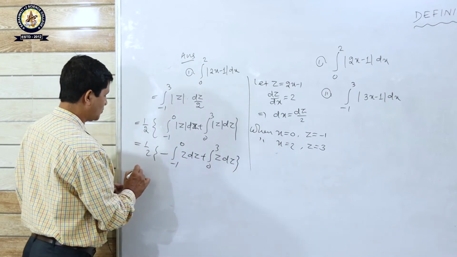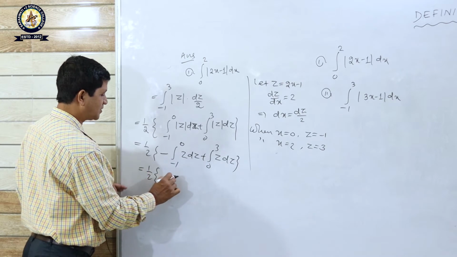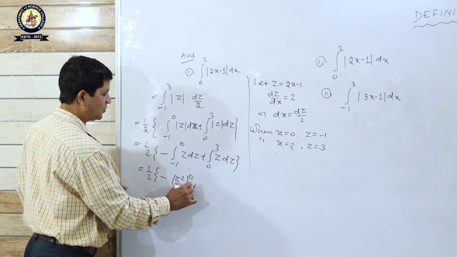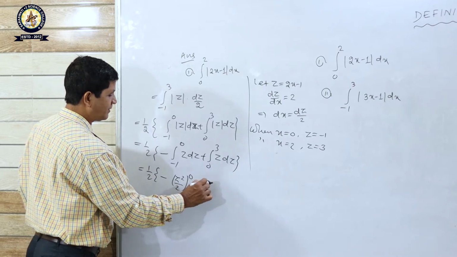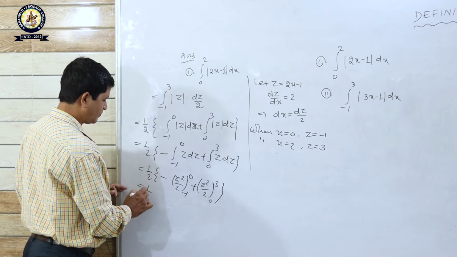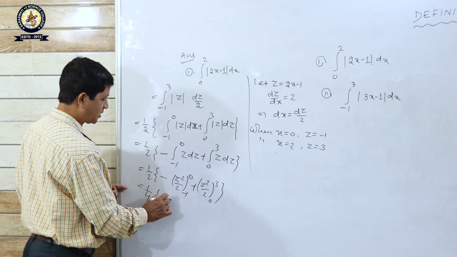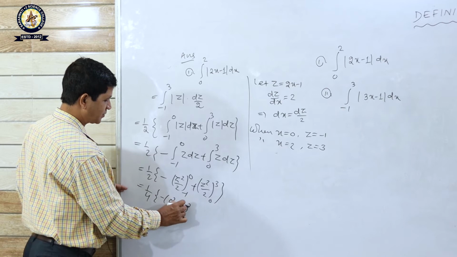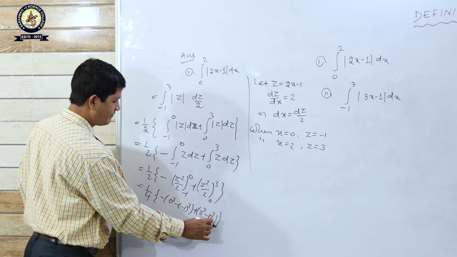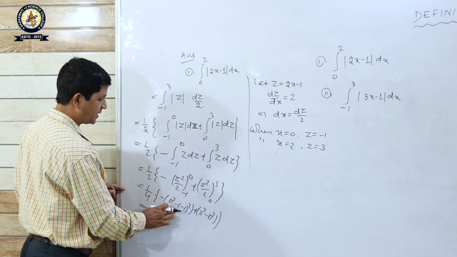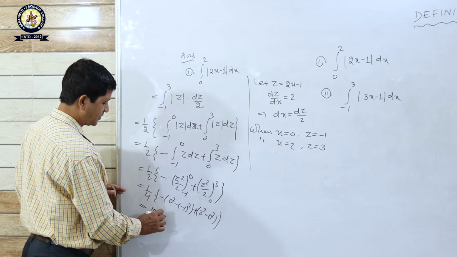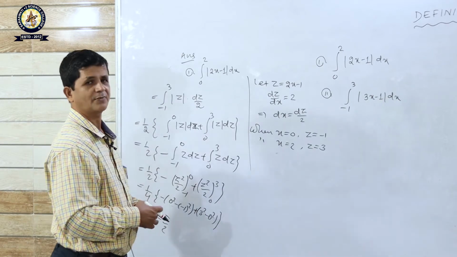This is equal to half into minus of z square by 2 from minus 1 to 0, plus z square by 2 from 0 to 3. So half into 1 by 4 into minus of 0 square minus 1 square, plus 3 square minus 0 square. So finally it is 9 plus 1, 10 by 4, that is equal to 5 by 2.